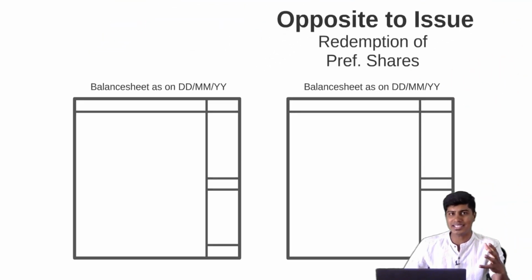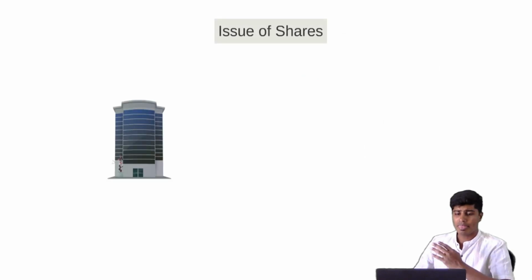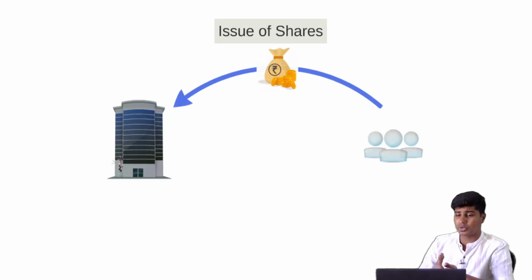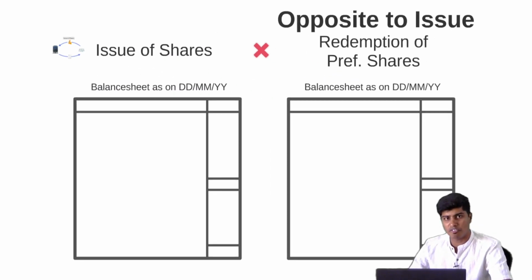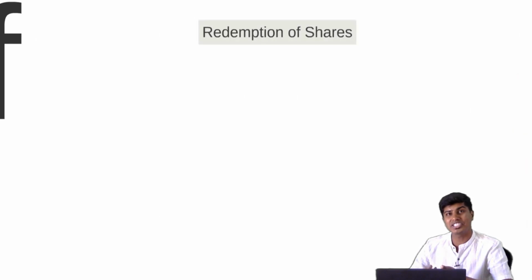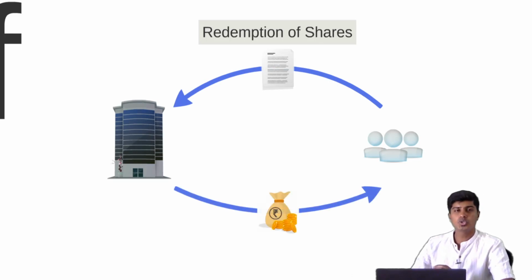If I have to help you understand the same with the help of a small context, it looks somewhat like this. In the case of issue of shares, the company would collect money from the shareholder and give them the shares. However, in the context of redemption of preference shares, the company will collect the share back from the shareholder and the company would return the money which was previously collected from the shareholder. So in the case of issue, the shareholder pays money and the company gives the share. In the case of redemption, the shareholder gives the share back to the company and the company will return the money.